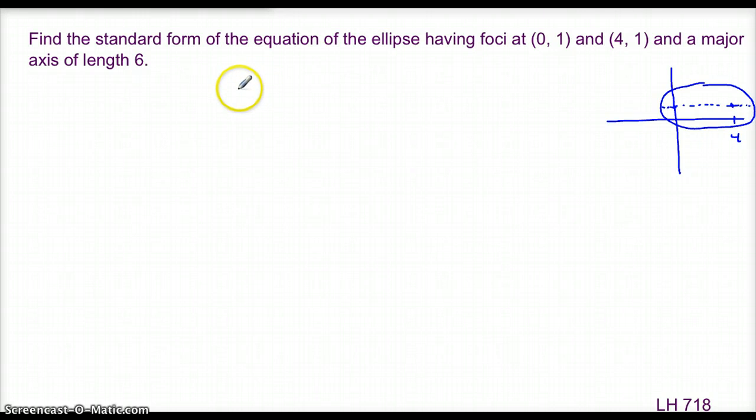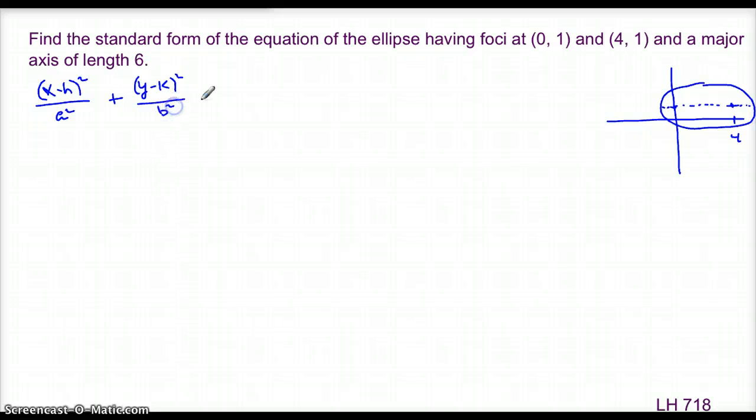of an ellipse. Now, just to recall, an ellipse with a horizontal major axis has an equation of (x minus h) squared over a squared plus (y minus k) squared over b squared. Remember, b is the minor axis, and that equals 1. Okay, so now we need to figure out some of these values.